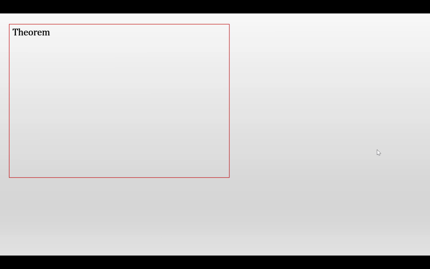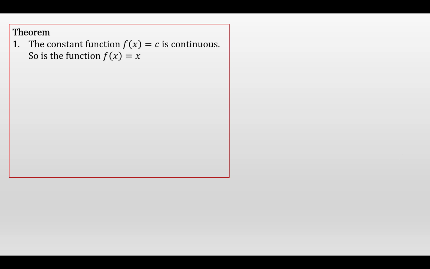Here are some basic properties for continuous functions. I won't go through the proofs, but they are pretty natural to have. First, the constant function is continuous. The function f(x) equals x is continuous as well. Second, if you have two functions f and g that are continuous, you can add them or subtract them, or you can take a constant times f(x), or you can take the product of f and g.